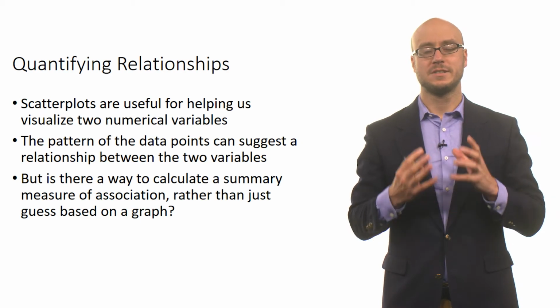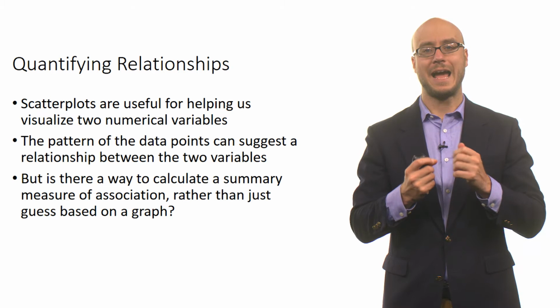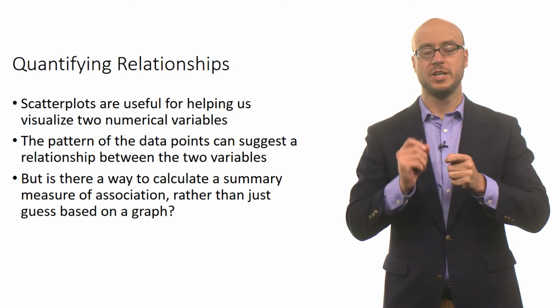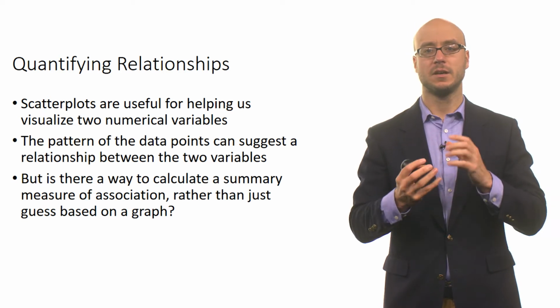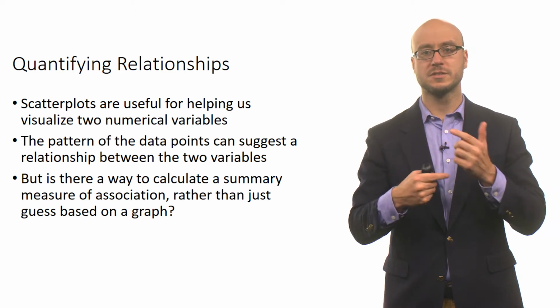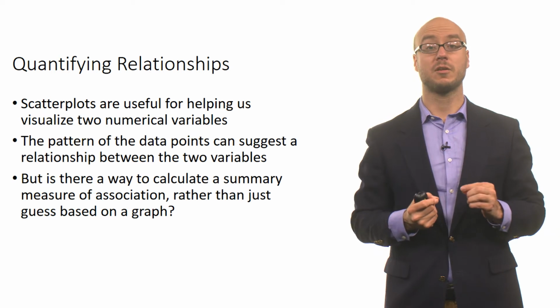So we've looked at scatter plots, and we've looked at how you can look at relationships between two numerical variables. But rather than just guessing or trying to intuitively understand a relationship between numerical variables based on a scatter plot, we want to know, is there a way to calculate an overall measure of association between two numerical variables rather than just looking at a graph? Well, there is.